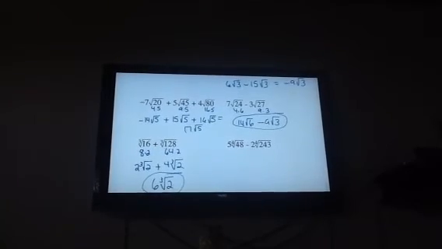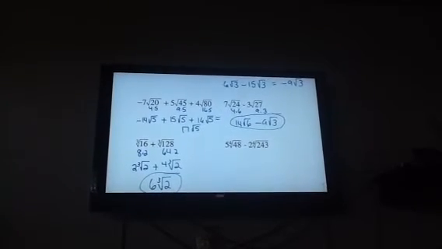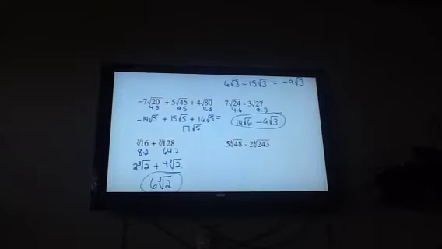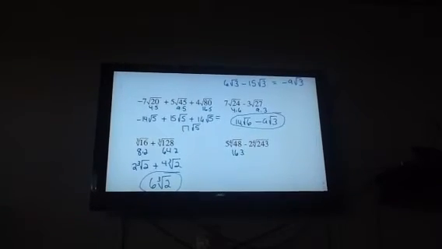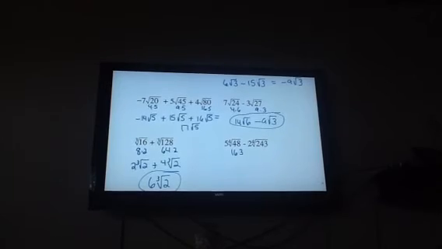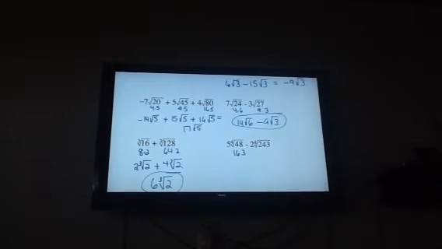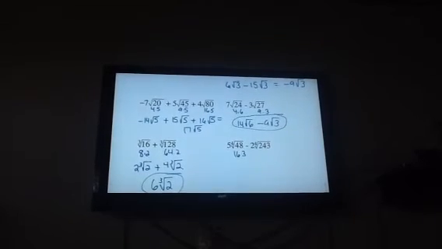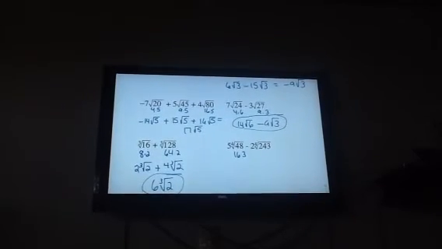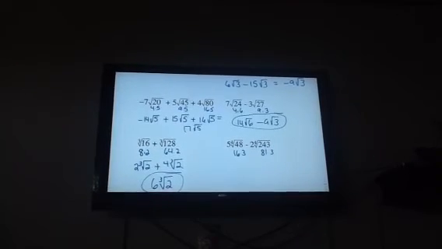And then the same one with fourth roots. 48 is not a perfect fourth root, but it will go to 16 times 3. 243 is not a perfect fourth root, but it will go to, what will it go to? 81 times 3? 81, yeah.